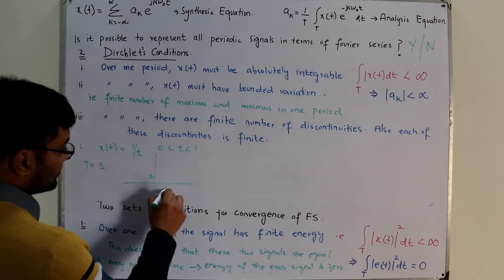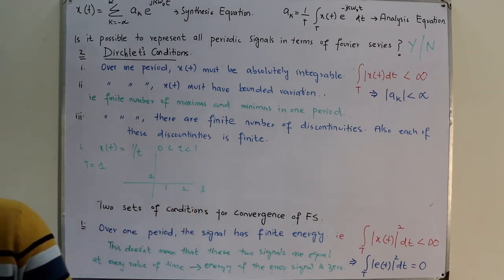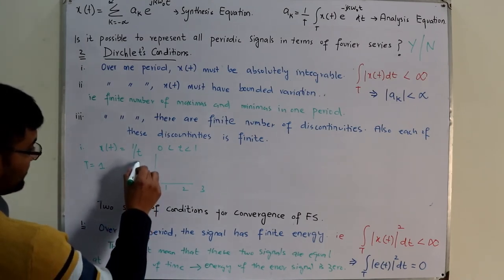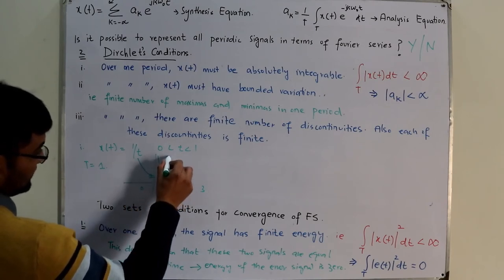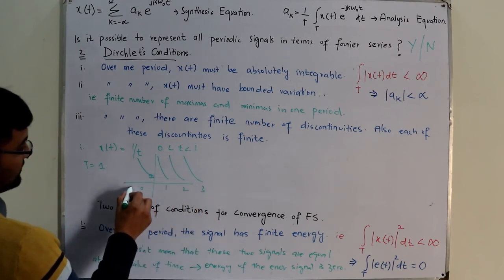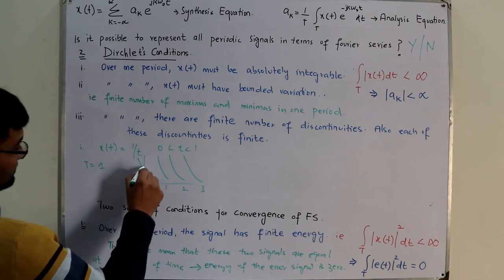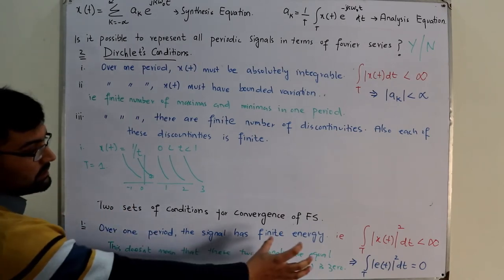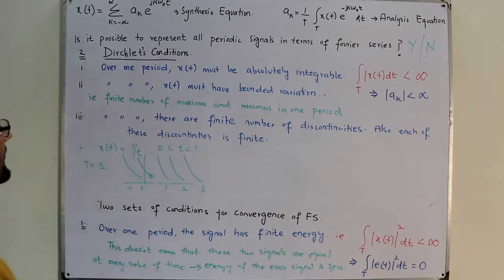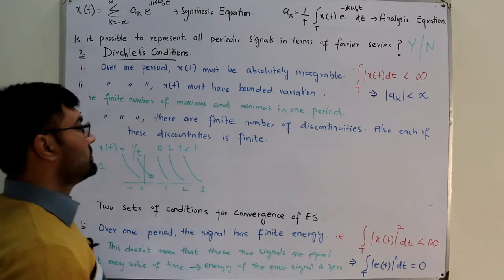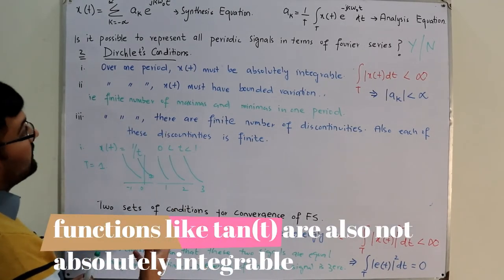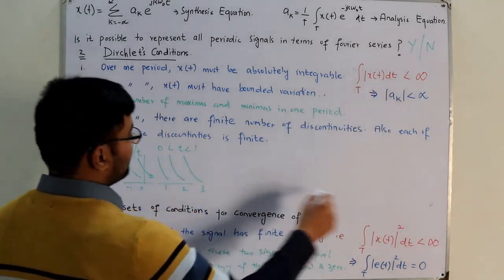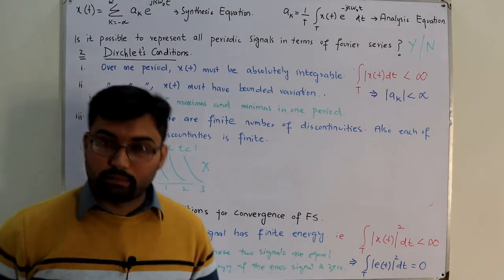If this is 1, 2, 3, and how do we have it? Let me check it in the book to confirm it properly. Yes, so if it's 0 as well, it would come like this till 1. Similarly for negative 1. So you have the signal something like this. If you integrate it mathematically, this is not absolutely integrable, so it does not fulfill this condition, which means that it does not have any Fourier series representation.